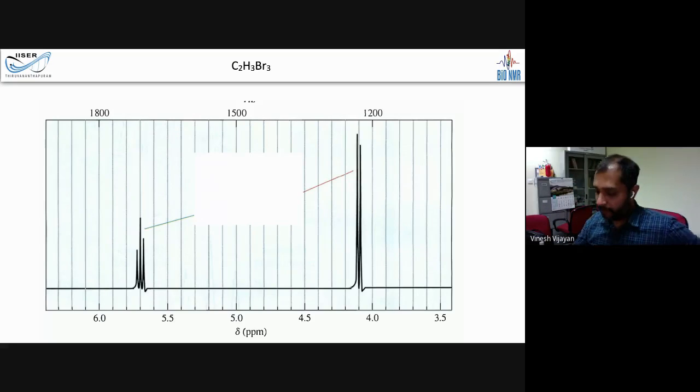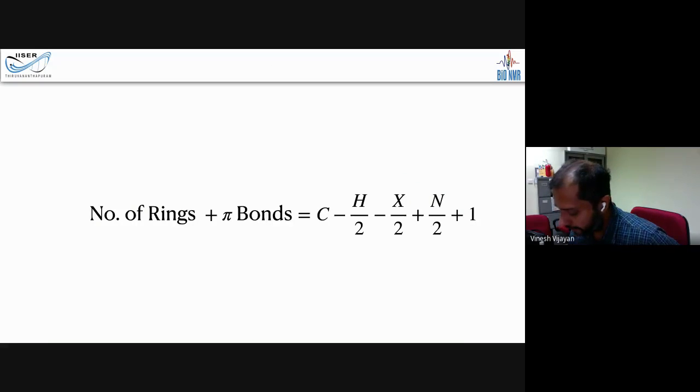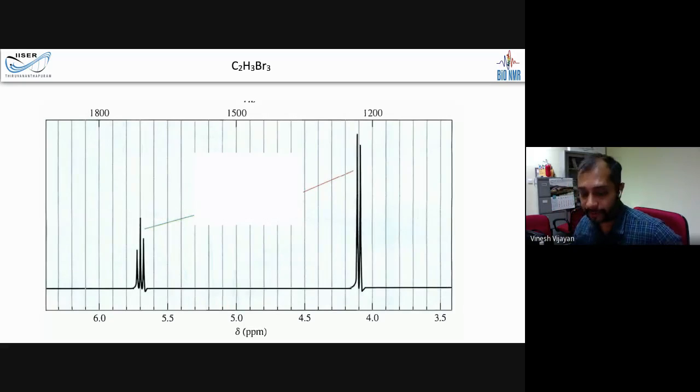Okay, so here's one formula: C2H3Br3, and you can see one is kind of shifted out. So you have 2 minus 6 divided by 2, so 3, plus 1, so you basically have 0. So 0 unsaturation, or double bonds or pi rings. Using this formula, you should be able to get that this has 0 unsaturation.